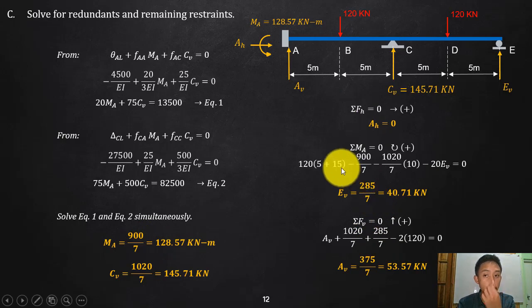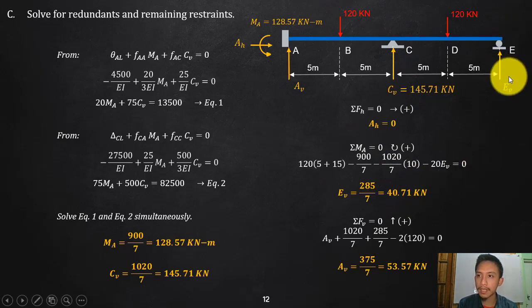So that is the 90 over 7, a negative, since that is counterclockwise. And of course, what else? Your reaction CV, which I will use the exact value, 1020 over 7, the moment arm is 10, counterclockwise, so negative.